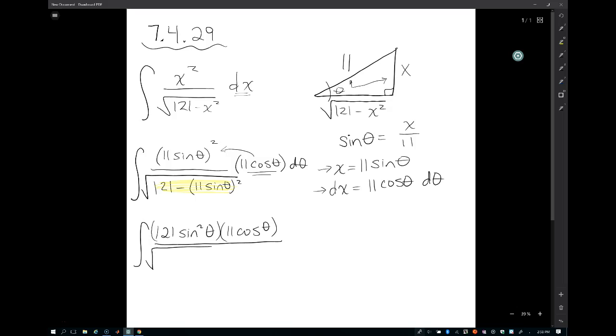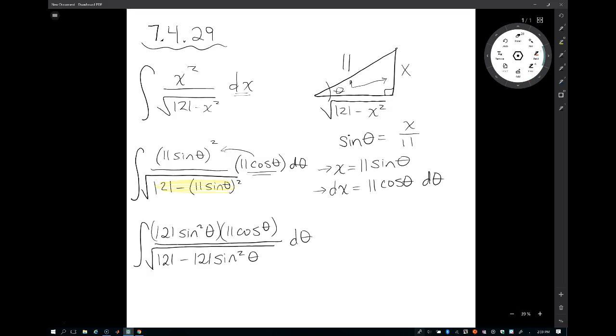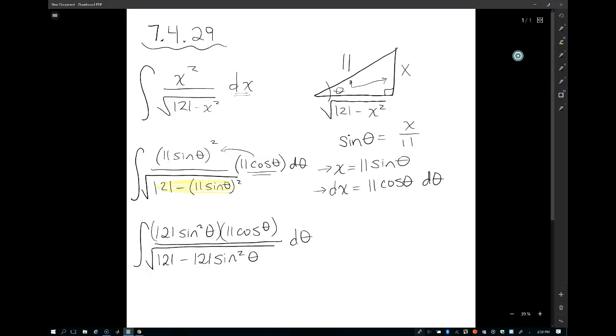Now in the bottom, first we need to square. And when we do, you see that 121 comes up twice in there, so we're going to factor the 121 out. Right now I'm just going to work with the square root piece. We can think of that as 121 times 1 minus sine squared theta, if we were to factor the 121 out. And then 1 minus sine squared theta is equal to cosine squared theta from a Pythagorean identity.